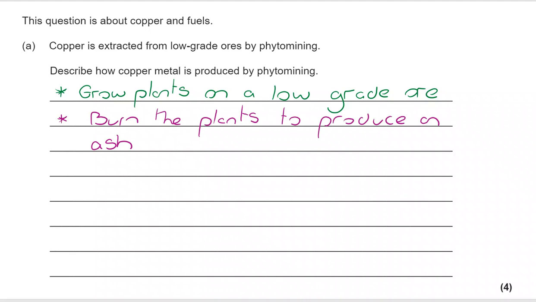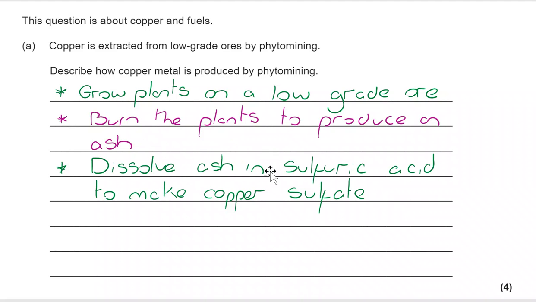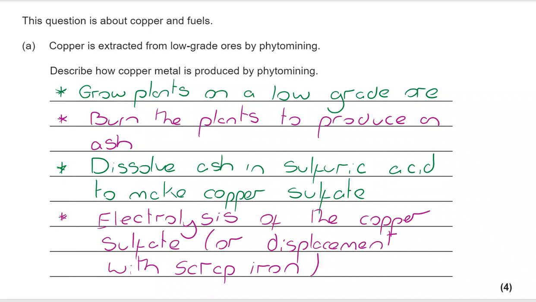Now, what's actually happened here is as the plants have grown, they have taken in the copper from the low-grade ore, so it's been concentrated inside them. When you burn the plants, you've got an ash with a much higher concentration of copper. That then allows us to dissolve that ash in sulfuric acid. We make copper sulfate, and the copper sulfate can then be broken down, and we extract the copper from it using electrolysis. The alternative is displacement with scrap iron. You're hopefully familiar with both of those methods.